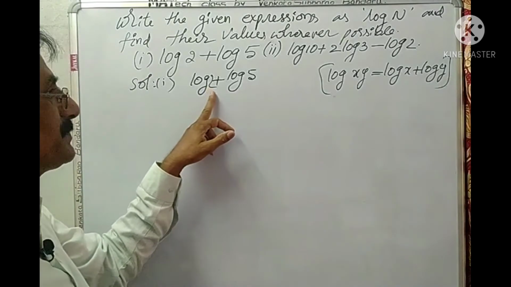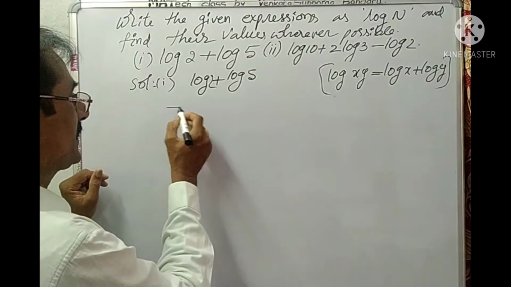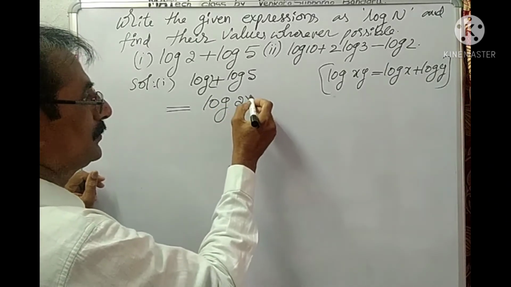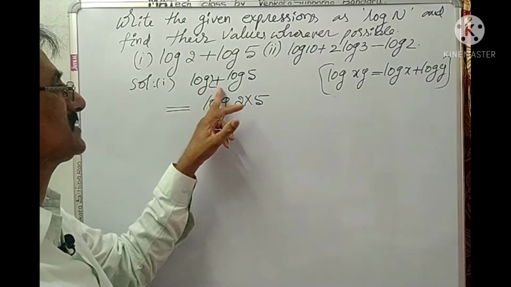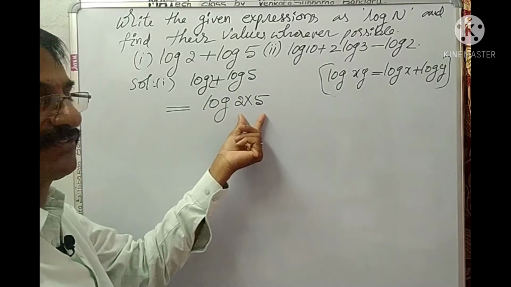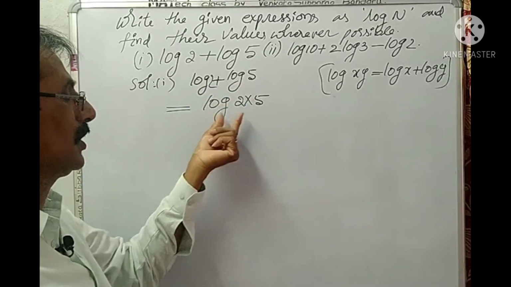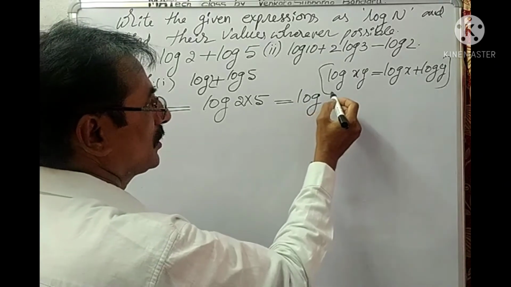So here in x place there is 2 and in y place there is 5. So we can write this as log 2 into 5, log xy. Log x plus log y can be written as log xy. That means log 2 plus log 5 equals log 2 into 5. Log 2 into 5 is nothing but log 10.